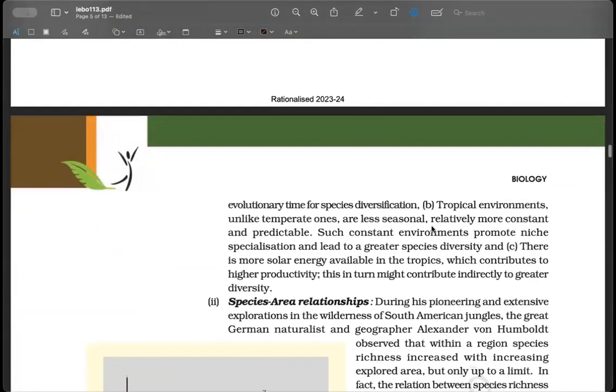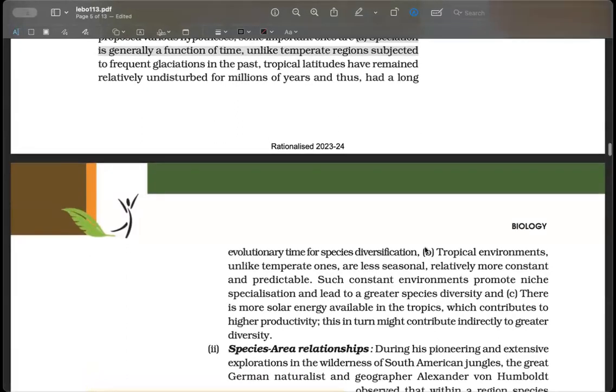And the second reason is that tropical environments are less seasonal. When I say less seasonal, it's not like there are no seasons in the tropics. Of course, there are seasons in the tropics, but sometimes you will not see a very stark, sudden, steep change in the seasons, like it is very distinctly differentiated in temperate regions.